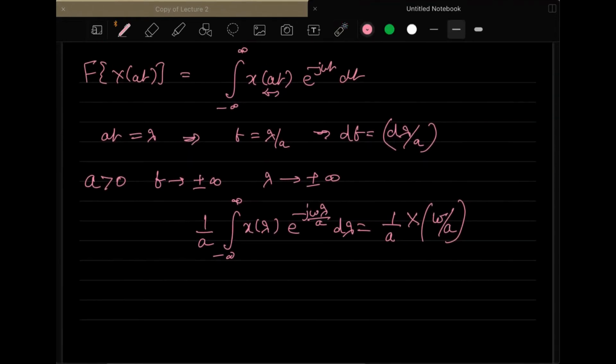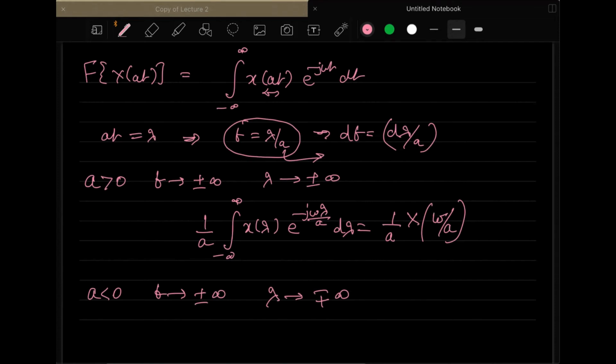But in the second case, if a is less than 0, and t tends to plus minus infinity, so your range of t runs from plus to minus infinity, then the corresponding limits of lambda will be minus plus infinity. So it will be opposite, because you know that this is the factor where t and lambda are related to each other, and a is negative in this situation. Because of that, you have a flip in the integration sign.